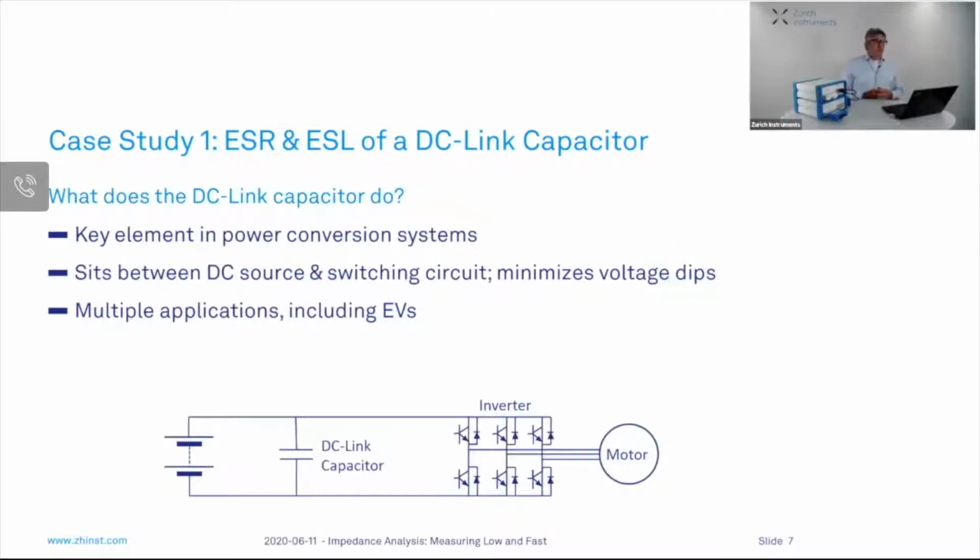So, what do DC link capacitors do? DC link capacitors have many applications in DC conversion systems. They sit between the DC source, such as a battery, and the three-phase inverter stage. They serve to reduce ripple and filter out transients due to the switching of the inverter. A good example is their use in electric vehicles.